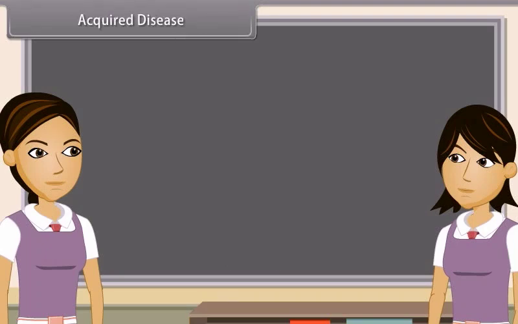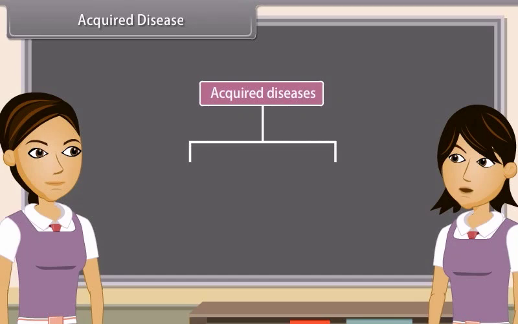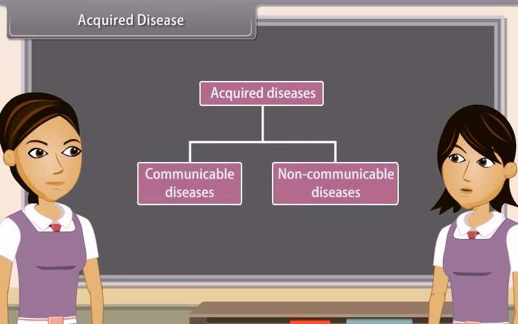Acquired disease. Yes, I know that acquired diseases occur only after birth and hence they are non-inherited. But acquired diseases are of 2 types: communicable diseases and non-communicable diseases. Example, influenza.